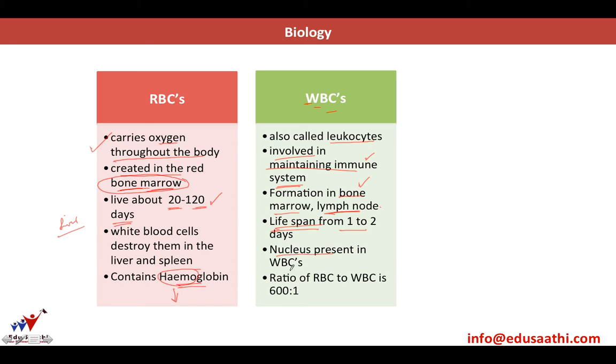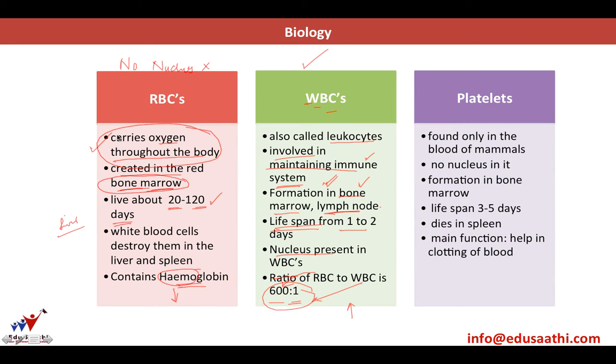Nucleus is present in WBCs, and I forgot to tell you, there's no nucleus in RBCs. So there's no nucleus in RBCs, and there is a nucleus present in WBCs. Okay. The ratio of RBC to WBC is 600 to 1. The main function of WBC is to protect the body from any disease, basically to maintain the immune system, and the main function of RBC is to carry oxygen and bring back carbon dioxide.